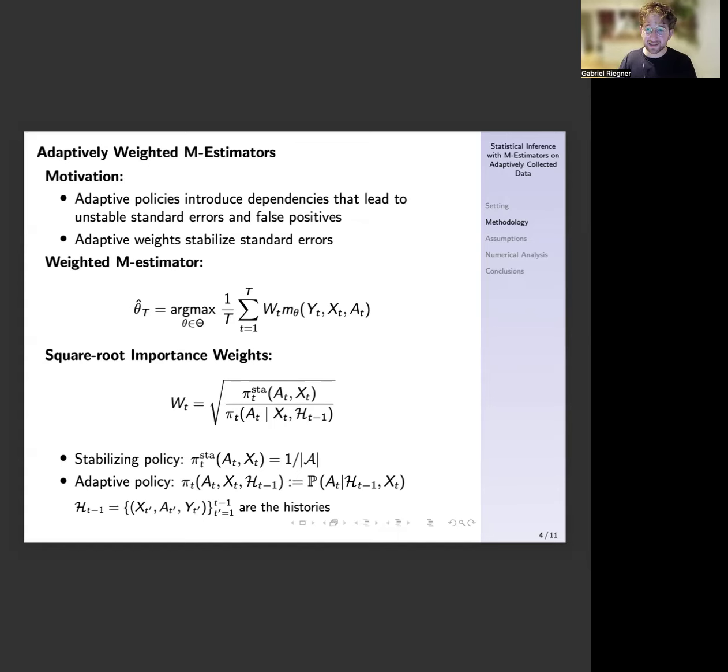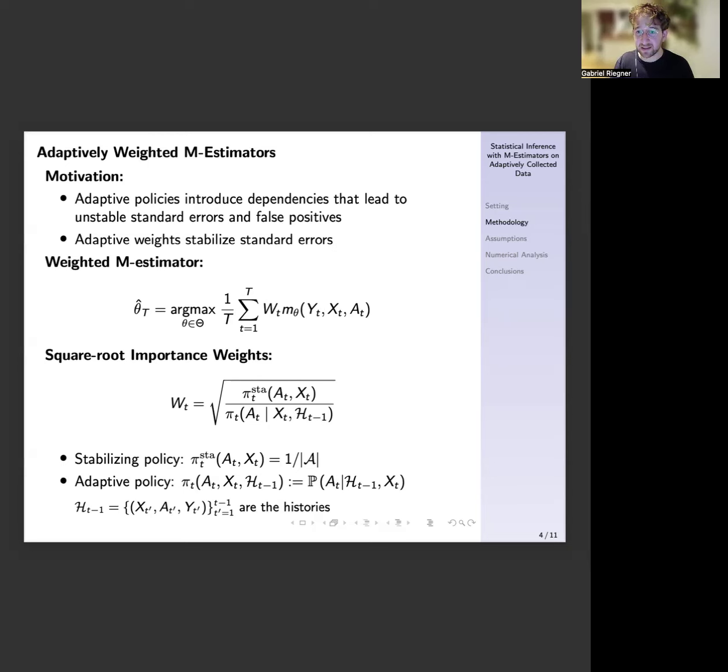The first is a stabilizing policy, which represents a pre-specified policy that does not depend on the adaptively collected data. A simple and common choice is just a uniform distribution over all actions. And then there's an adaptive policy.